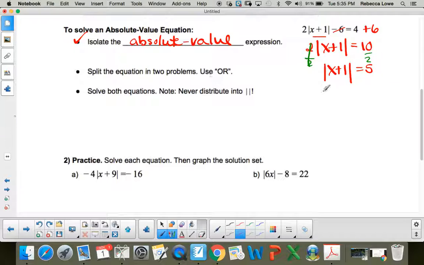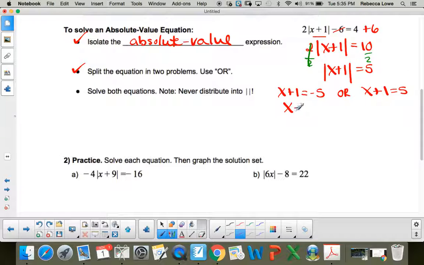Now I'm going to split into two equations, because remember, this can be equal to positive 5 or negative 5, because they're asking what is 5 units from the origin, and the expression is x plus 1. So some number plus 1 is going to be 5 units from the origin. That means x plus 1 could be equal to negative 5, or x plus 1 could be equal to positive 5. So we split the equation into two problems, and we put an "or" between them because it can be one or the other, and it's a solution.